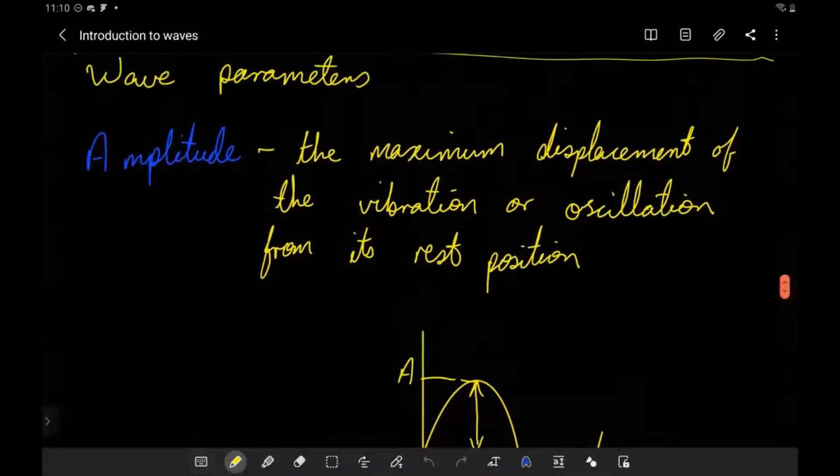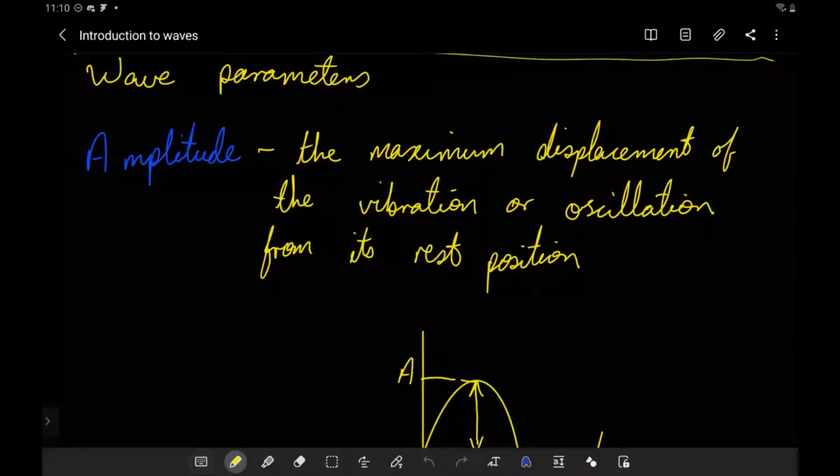Okay, so today we're going to continue our notes on our study of waves. We ended class last time by taking a look at wave parameters, and what we looked at is the amplitude of a wave. So we could just take a look at the amplitude.